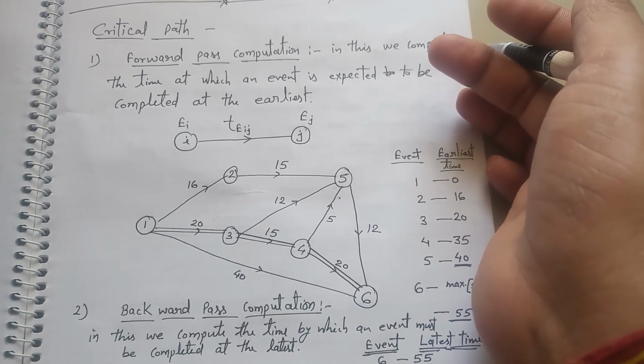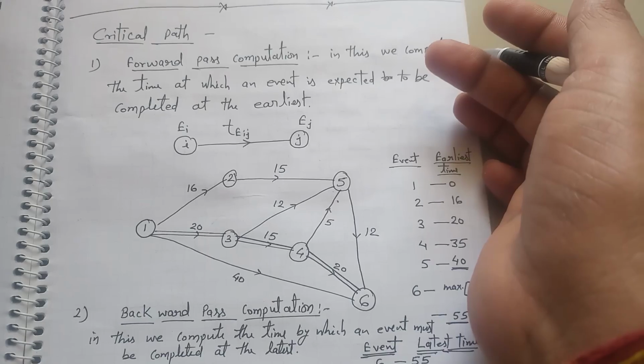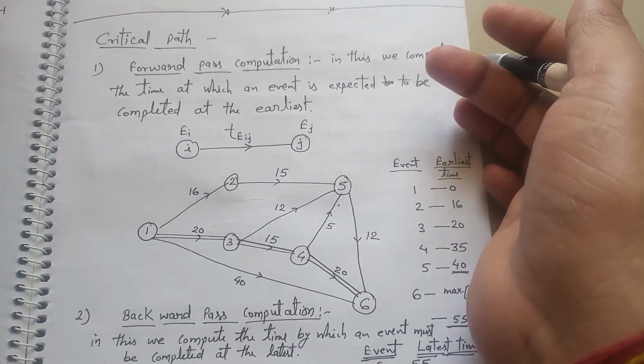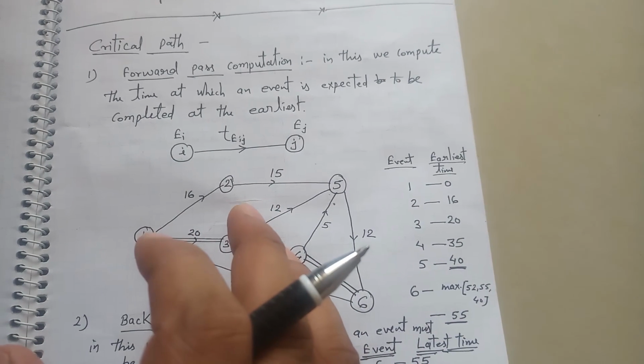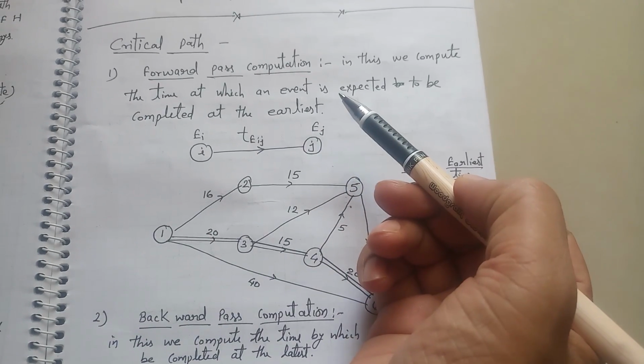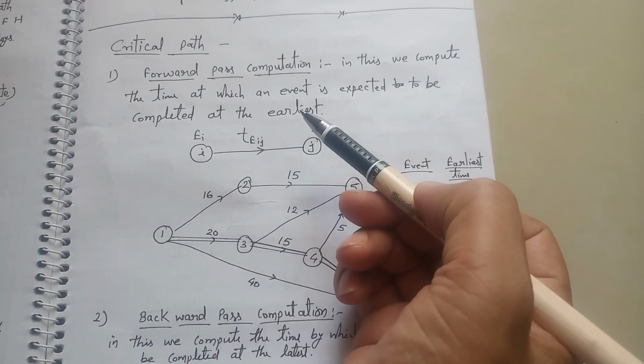Good morning, everyone. Today I am going to discuss critical path and how to get different float in critical path. Basically, we know of two computations. First one is forward pass computation, and second one is your backward pass computation. What happens in forward pass computation? Basically, in this, we compute the time at which an event is expected to be completed at the earliest.